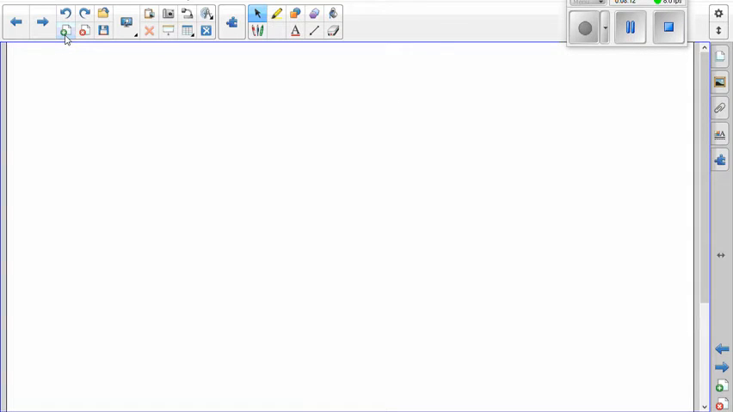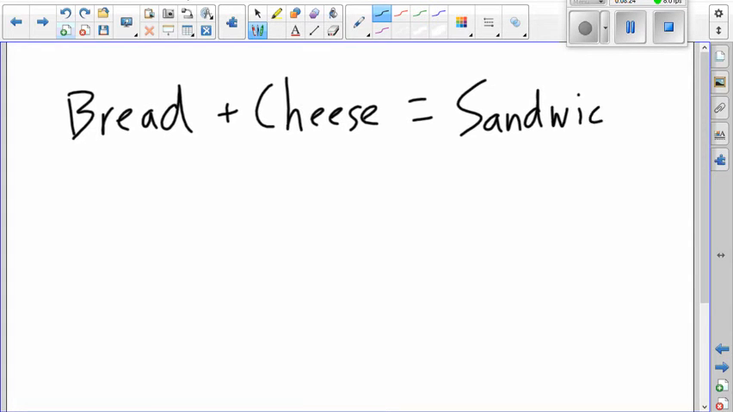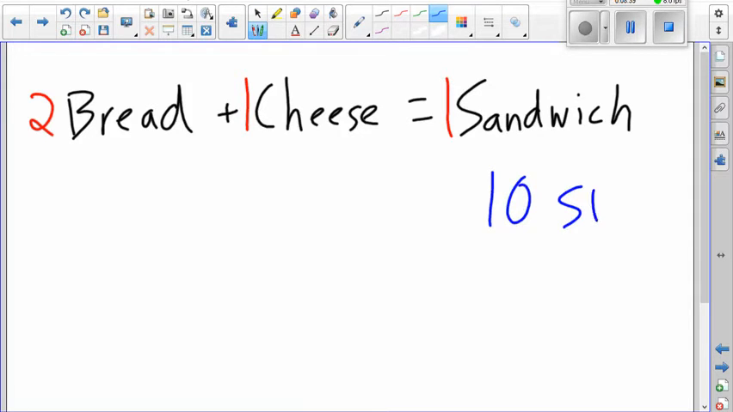So if I go ahead to my good old equation, my bread plus cheese equals sandwich. And we had this balance, right? We would realize that there are 2 slices of bread for every 1 slice of cheese to make 1 sandwich. So if your ultimate goal is to get 10 sandwiches, I'll put SW for sandwiches, you'd have to calculate how much bread you need, and then you'd have to calculate how much cheese you need.